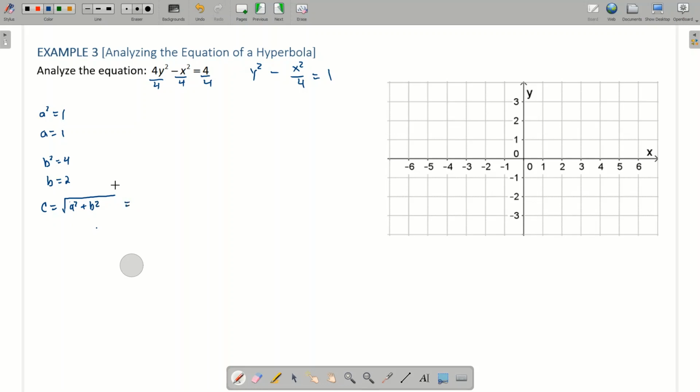So if we plug that into this, that's the square root of 1 plus 4, so square root of 5. You're going to see square root of 5 show up a lot in these problems. So about 2.24 again.